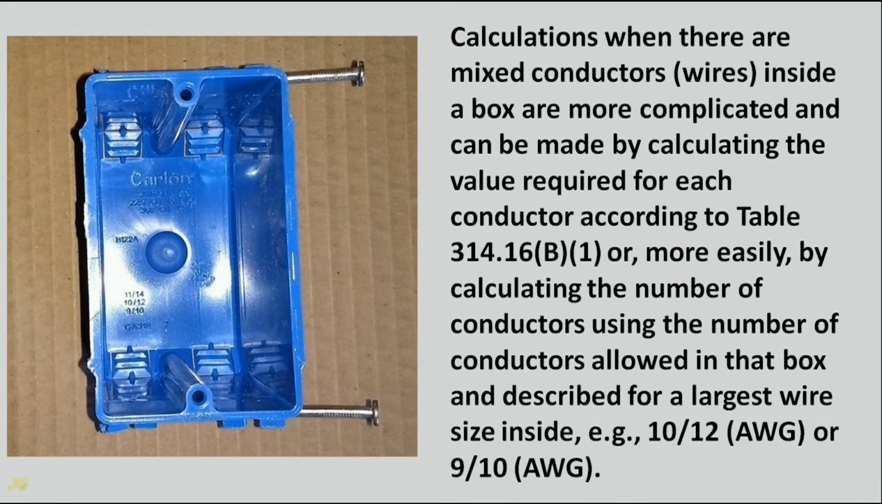Calculations when there are mixed conductors, wires, inside a box are more complicated and can be made by calculating the value required for each conductor according to Table 314.16(B)(1), or, more easily, by calculating the number of conductors using the number of conductors allowed in that box and described for the largest wire size inside, for example, 10 wires of 12 gauge or 9 wires of 10 gauge.